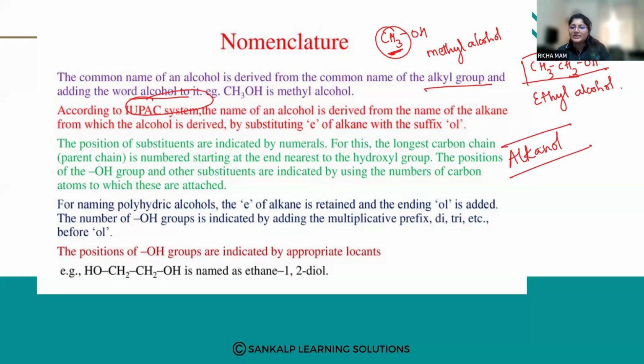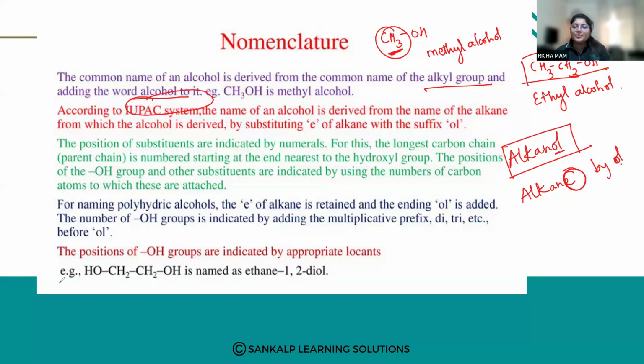In the IUPAC system, we name it as alkanol. Whatever the name of the alkane is, we replace the E of the alkane by OL, so it becomes alkanol.